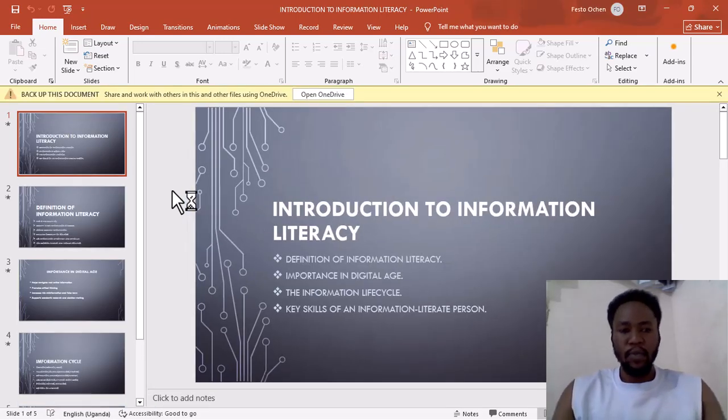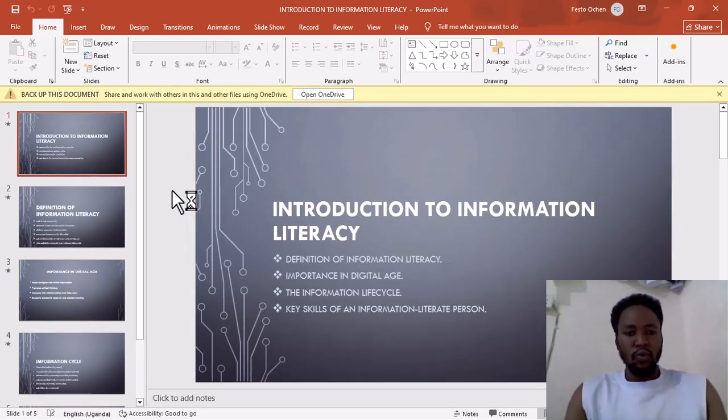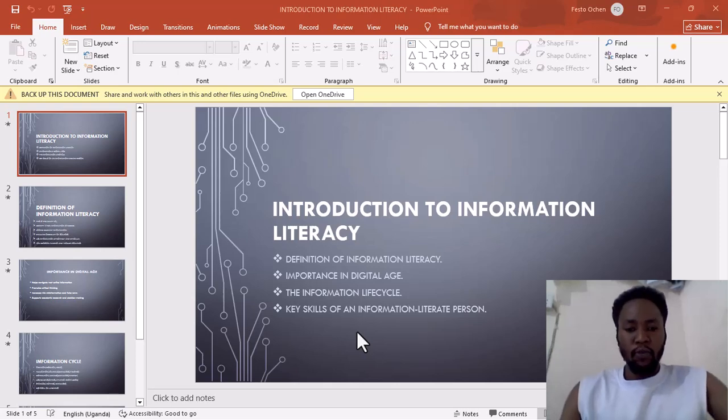I've prepared this in the form of slides. I've arranged it in a way that I would start by introducing you to what is called information literacy, that is, the definition of information literacy. Then I will go into the vital part of information literacy, let me say the importance in the digital age. When I talk about the digital age, we all know we are talking about the 21st century, where information is key. So I would love to move you through this.